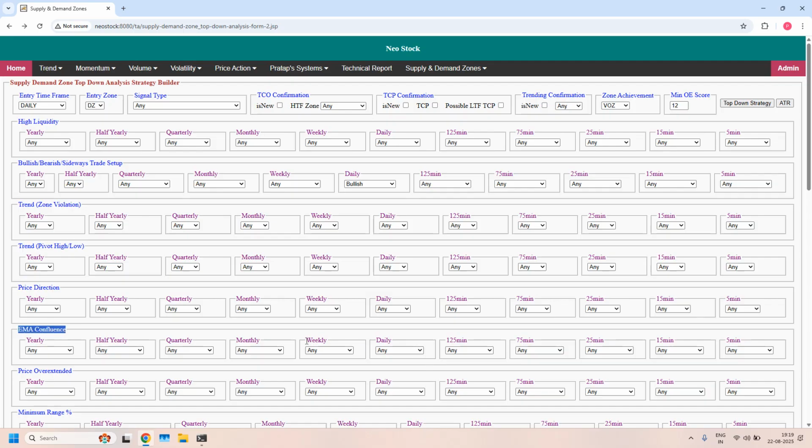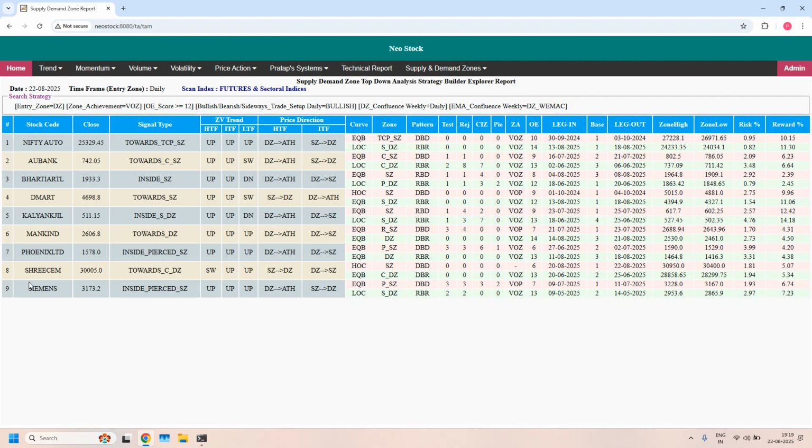EMA confluence at weekly time frame, because daily is overlapped with weekly. So we are checking whether the weekly demand zone has weekly EMA confluence or not. Weekly trend is up in all the stocks, so we can filter further. Now the list has come down to 9 stocks.